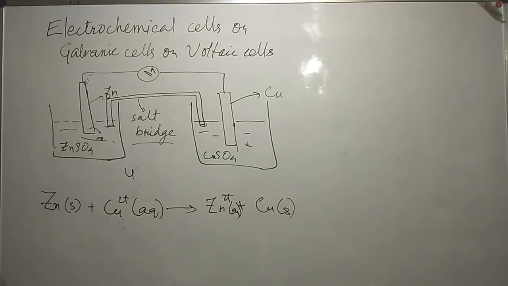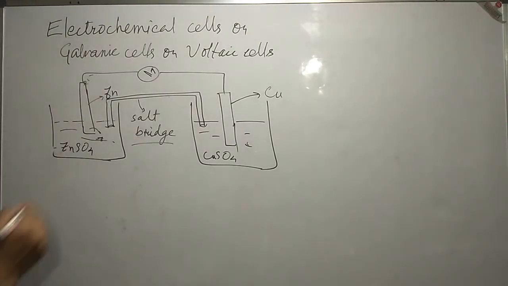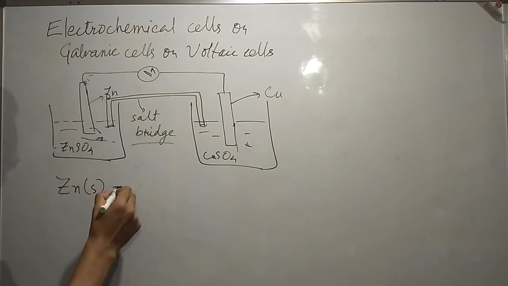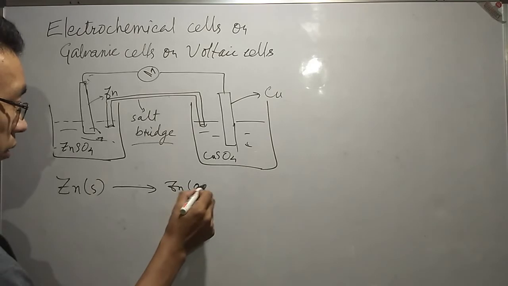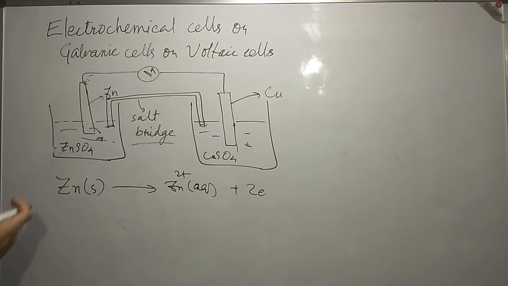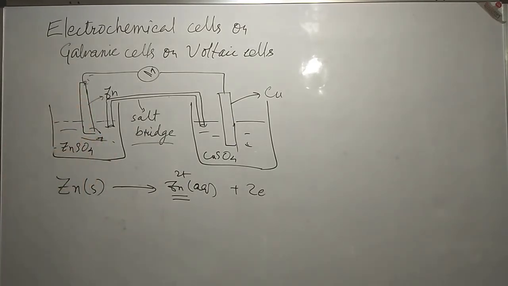Now let us see how these reactions are taking place in both the containers. The first one is for the zinc rod. The zinc rod undergoes oxidation and therefore gives aqueous Zn2+, losing 2 electrons. The Zn2+ will be dissolved in the ZnSO4 solution.